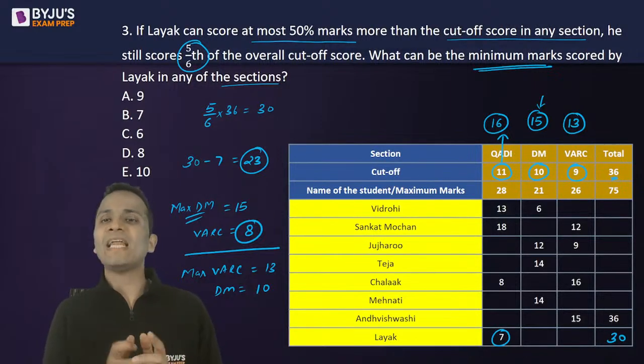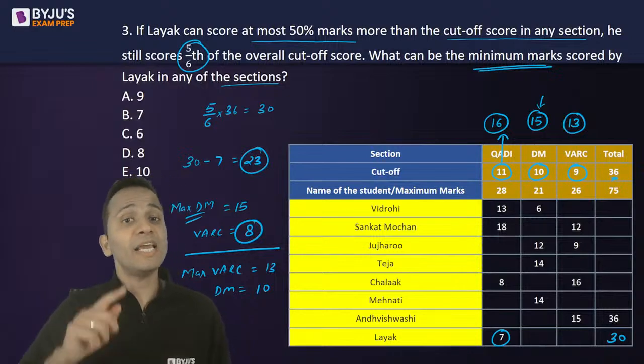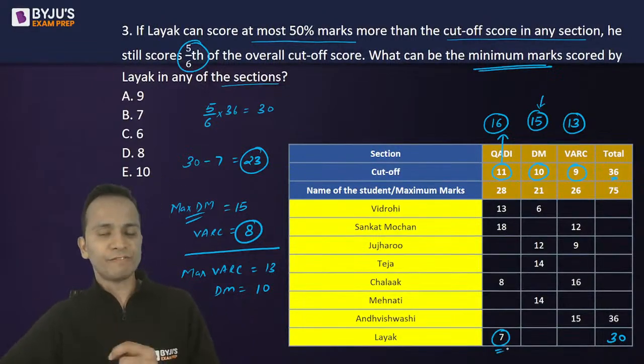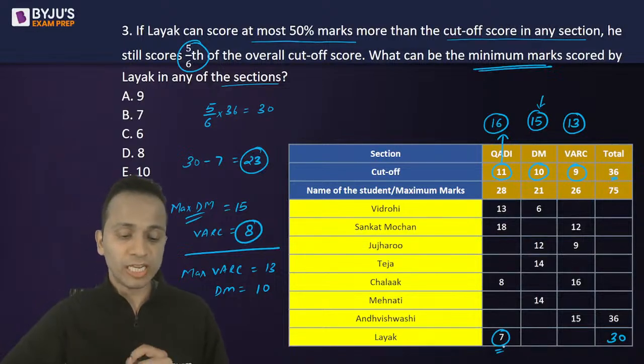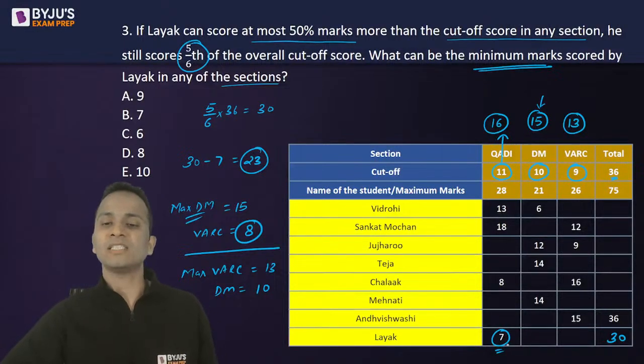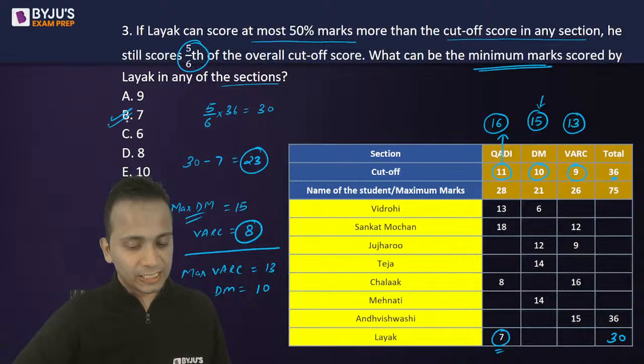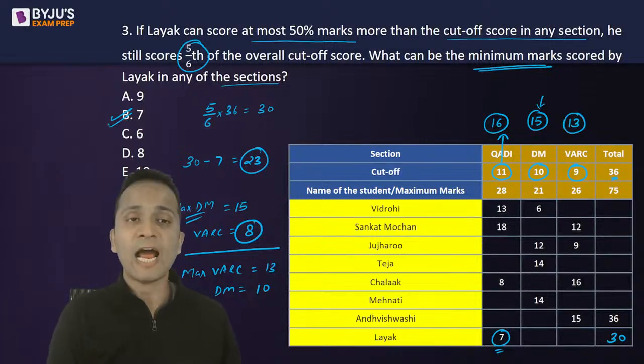So the question is, what can be the minimum marks scored by Layak in any of the sections? I will consider the first section, that is QADI, in which he has scored 7. So the correct answer will be 7, not 8. Option B is the correct answer, which is correctly given by Aniket and Varad.